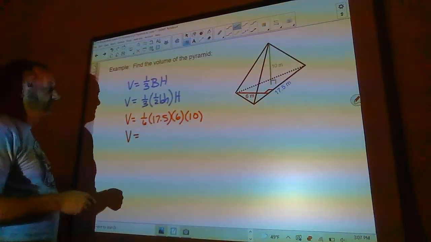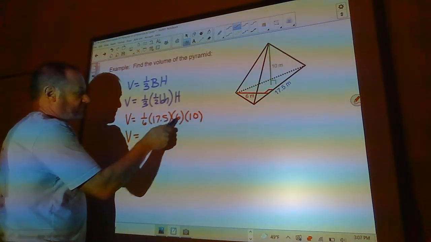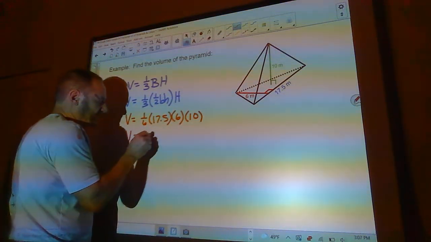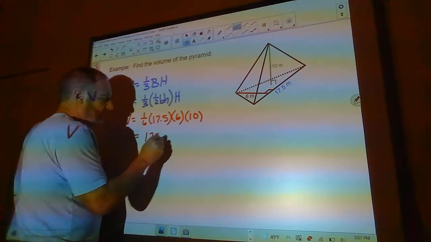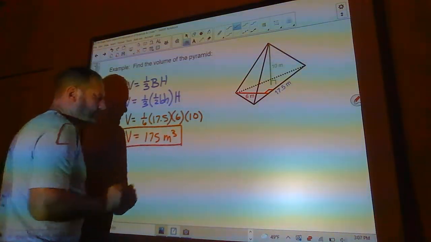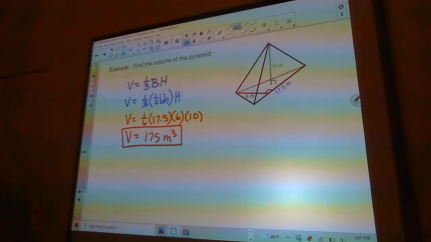I can actually do this in my head because 1/6 of 6 is just 1, so these cancel each other out. 10 times 17.5 is 175, and that would be in cubic meters. So that's an easy one to do.